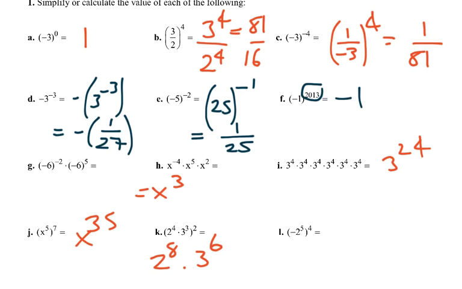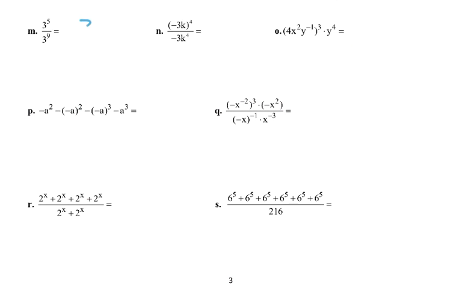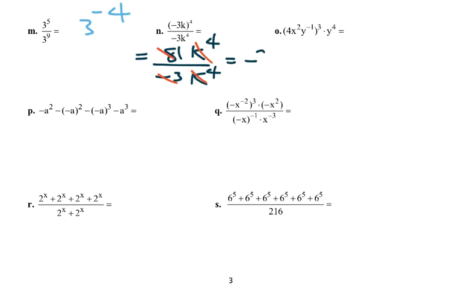In L, one way to think of it is like this, and then we can see that all the negatives cancel out, and we're going to end up with 2 to the power of 20. Simple one, 3 to the negative 4. If we expand the bracket on the top, then we get 81k to the 4, and then we're left with, when we cancel these out, we're going to end up with negative 27.